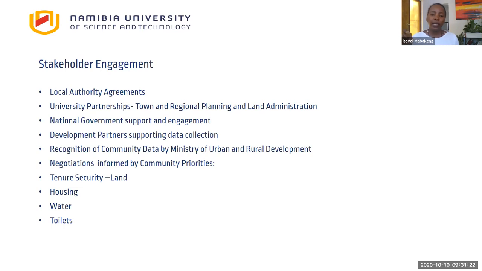So whatever has to be planned or upgraded has to be informed by data that has been collected by the community and is based on community needs. What we have seen in some of our projects is that one of the main development priorities for communities is tenure security, where community members, through the data that we have collected, have shown that they are in need of tenure security.